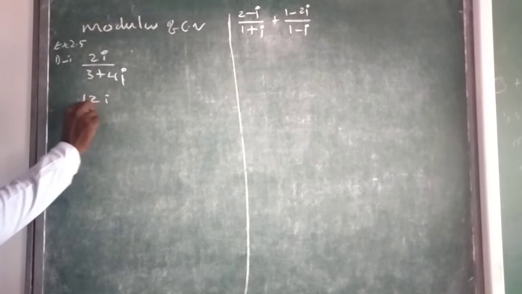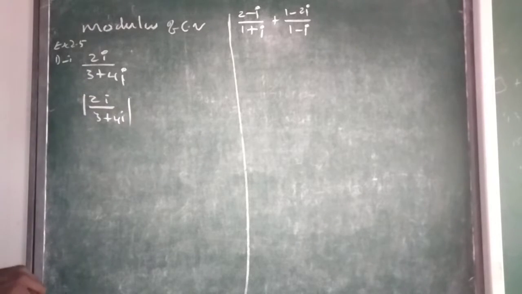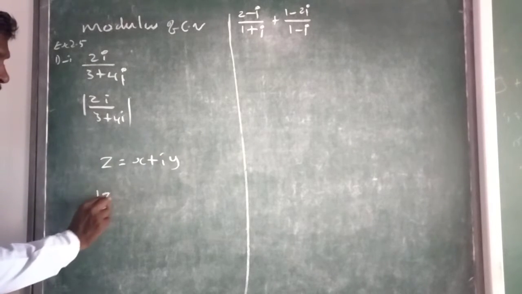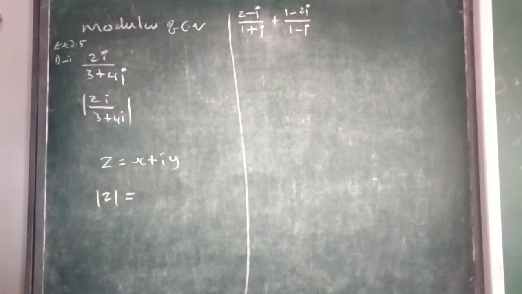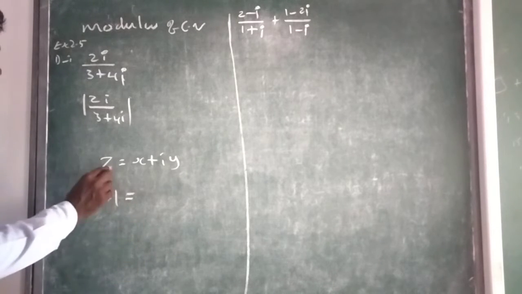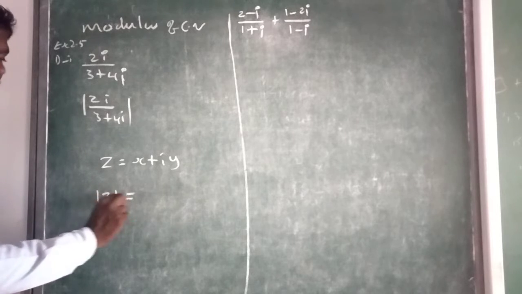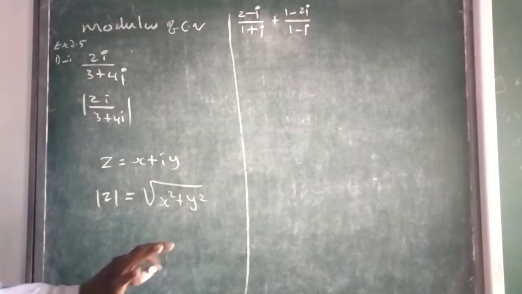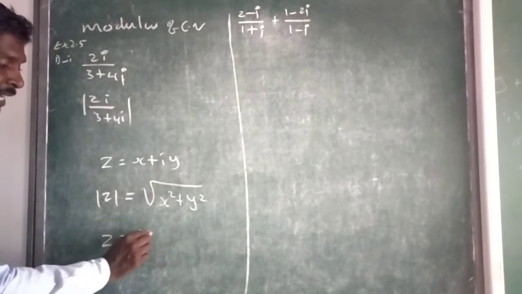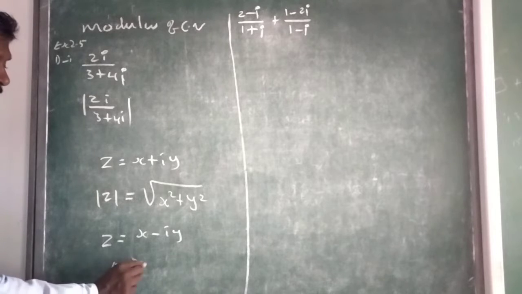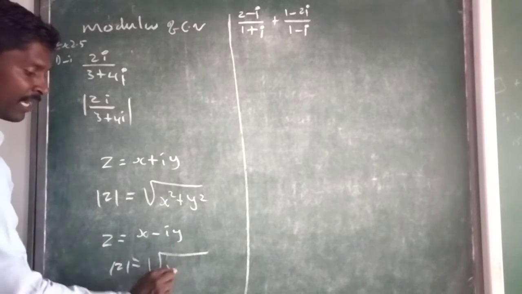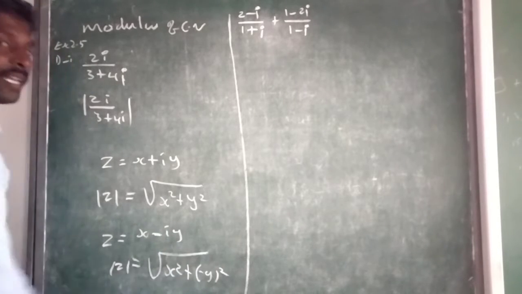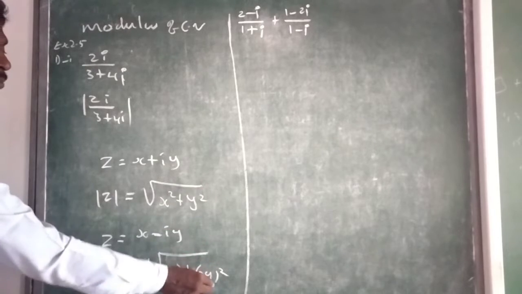So the modulus of 2i by 3 plus 4i. What do we mean by modulus? For example, z equal to x plus iy. Then the modulus, which we already learned in the previous exercise, one more time explained: z equal to x plus iy, the modulus of z equals the square root of the real value squared plus the imaginary value squared. Take for example z equal to x minus iy. What is the modulus of z? The modulus of z equals the square root of x squared plus minus y the whole squared. If you take minus also no problem, because of the square it becomes positive only.